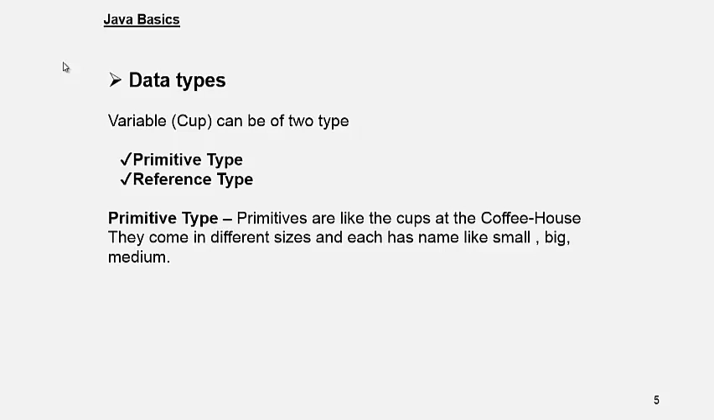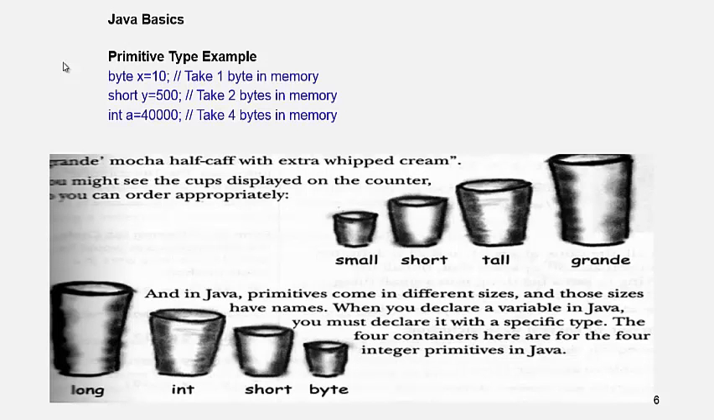We are going to look first at variables, the cups that hold primitives. Then a little later we'll look at cups that hold references to objects. Primitives are like the cups at a coffee house, say at Starbucks. They come in different sizes and each has a name like short, tall, grande.